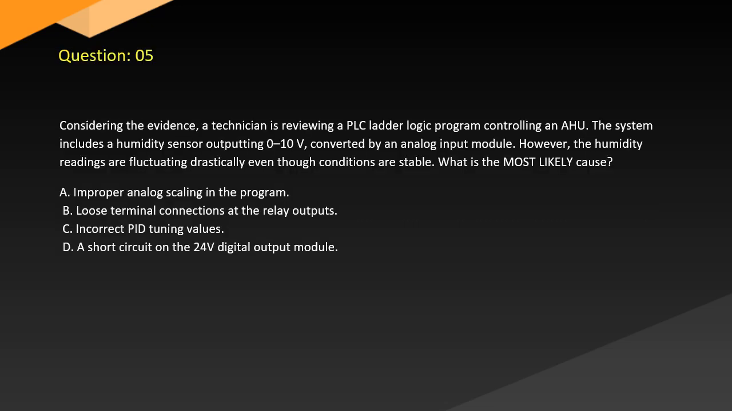Question 5. Considering the evidence, a technician is reviewing a ladder logic program controlling an AHU. The system includes a humidity sensor outputting 0-10V converted by an analog input module. However, the humidity readings are fluctuating drastically even though conditions are stable. What is the most likely cause? A. Improper analog scaling in the program. B. Loose terminal connections at the relay outputs. C. Incorrect PID tuning values. D. Short circuit on the 24V digital output module.